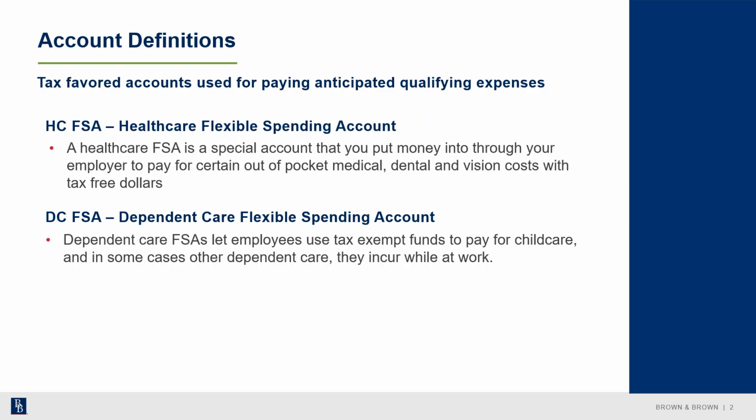Flexible spending accounts are tax-favored accounts that allow you to set aside pre-tax dollars to be used for qualifying expenses that you anticipate occurring in the coming plan year. You have two types that are available to you. One is the healthcare FSA, and this allows you to set aside those funds to be used for out-of-pocket expenses for medical, dental, and vision. The other type is for dependent care, and this allows you to set aside funds for child care or elder care for tax dependents that are unable to care for themselves.